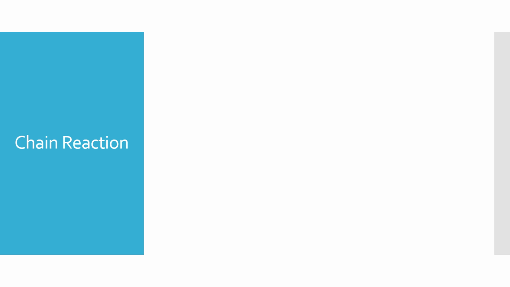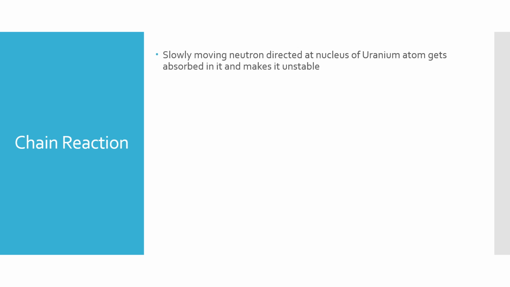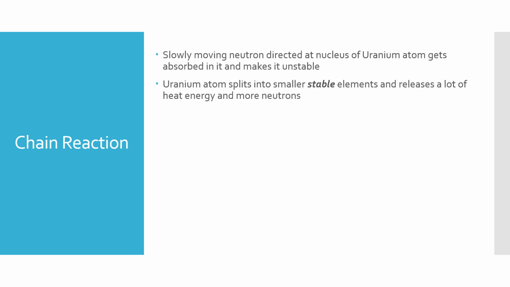So now let us talk about a chain reaction which happens inside the nuclear power plant. When a slowly moving neutron is directed at the nucleus of a uranium atom, this neutron hits the uranium nucleus and gets absorbed into it. This makes the uranium atom unstable, and it splits into smaller stable elements, and this process releases a lot of heat energy, and obviously some more neutrons are also emitted.